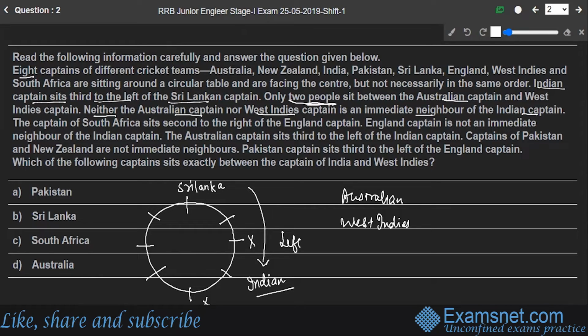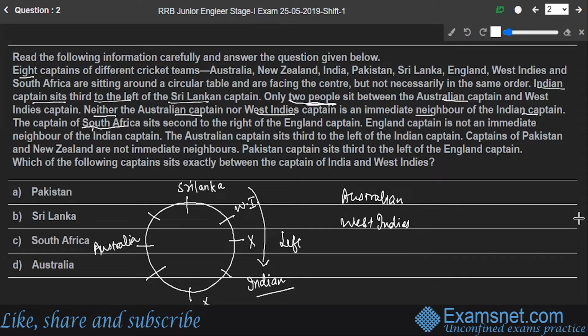So that means the possible position for Australia, if I say Australia is sitting over here, then West Indies will sit over here, right? Okay, so these are the positions. The captain of the South Africa sits second to the right of the England captain.